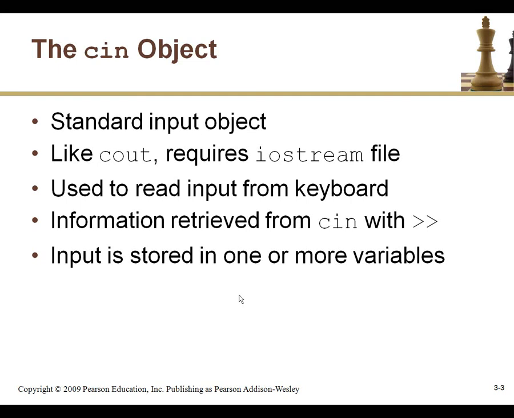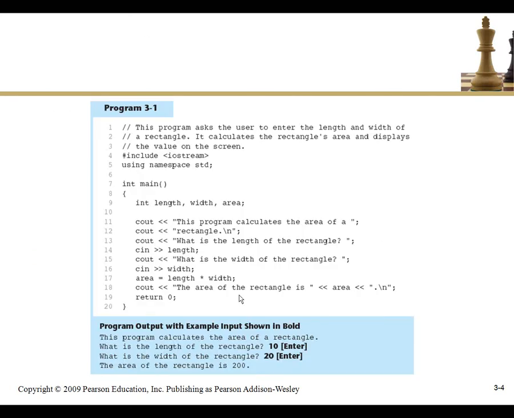The cin object is the standard input, meant to obtain data from the keyboard. Like cout requires iostream, the iostream file is used to read the input the user enters from the keyboard. Input is stored in one or more variables.